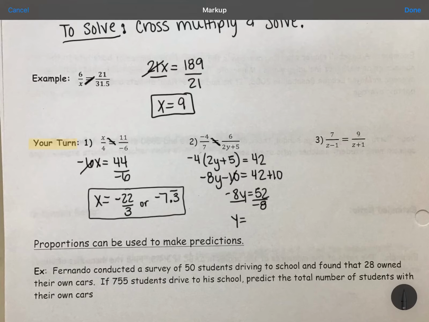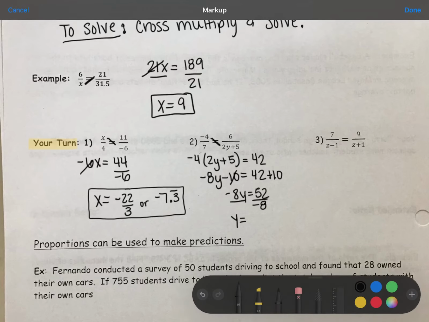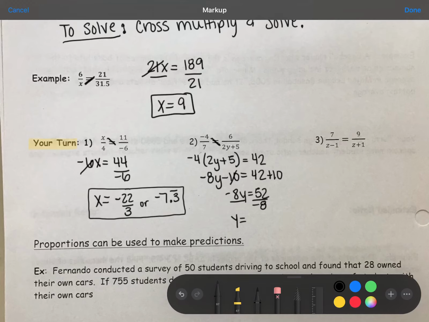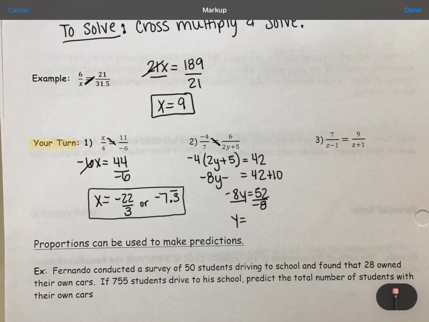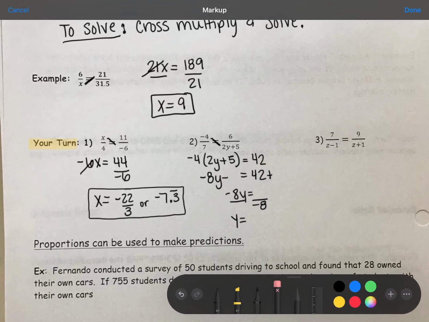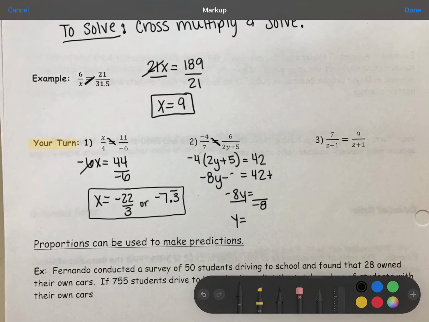Did I do something wrong? I did. Sorry, you guys are probably looking at this going, Miss Messer, 4 times 5 is not 10. So I need to fix this. All right, easy peasy.